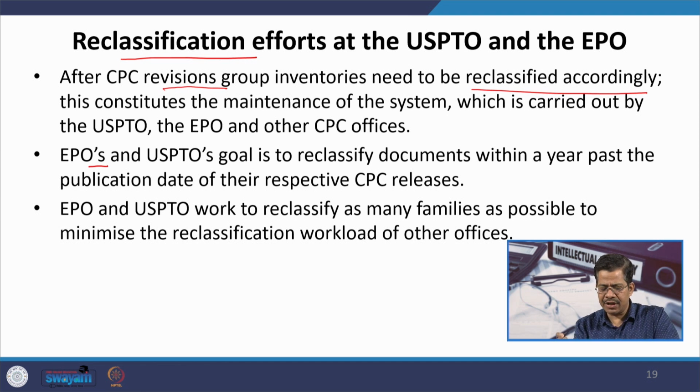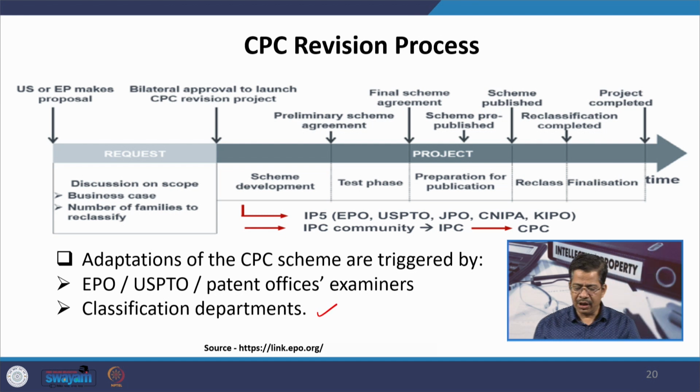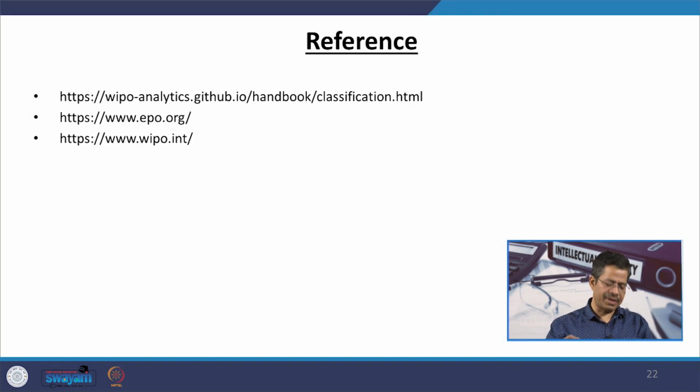It is a huge piece of work, and this picture gives you the full idea of how the CPC reclassification process happens: you raise the request, then a preliminary scheme agreement happens, and then in project mode this entire reclassification scheme goes on. There is a classification department at EPO and USPTO, and they are involved in reclassification or finalization of the IP classification scheme. With this we come to the end of this discussion, that classification of your IP asset is very important.